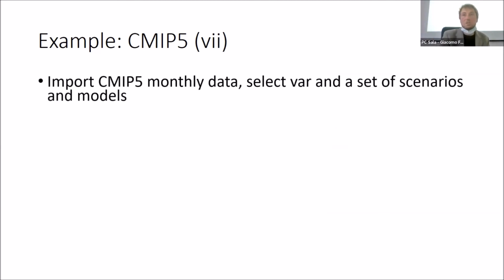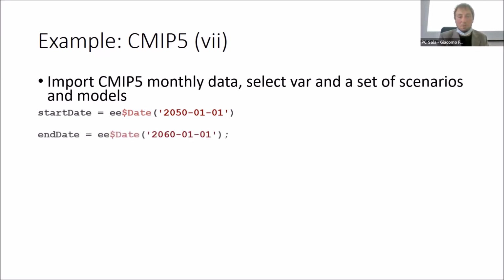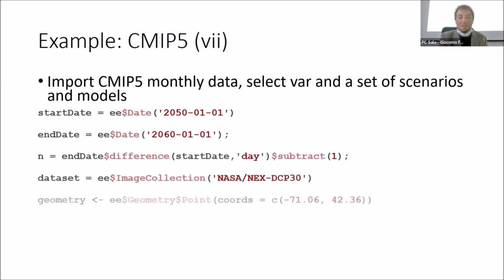I included additional examples with this CMIP5 data in the script. For instance, if you want to have monthly data, on the server you have both daily data and monthly data, so you can also have already processed monthly data. This is another dataset. It's still this NASA NEX, but it's the 30-day version, so it's already aggregated at the monthly level. It's another dataset available online.